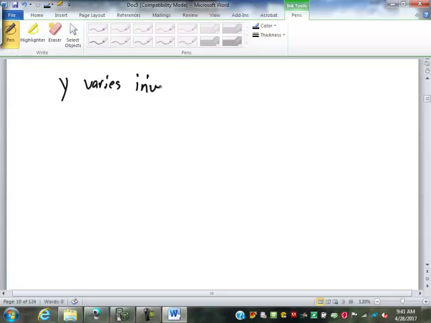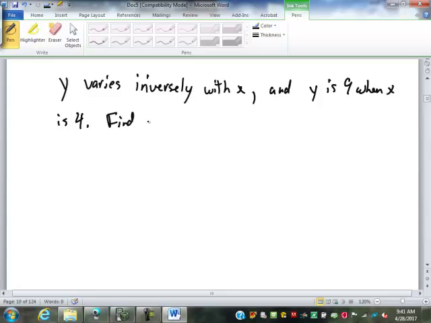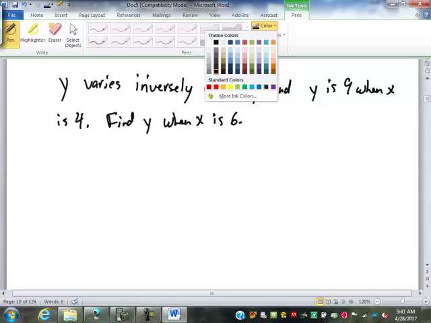y varies inversely with x, and y is 9 when x is 4. Find y when x is 6.